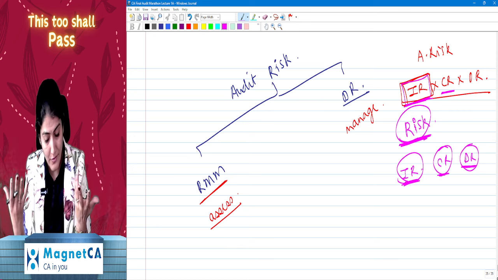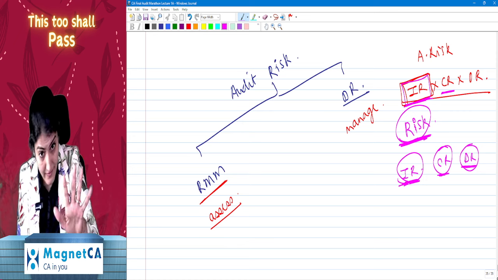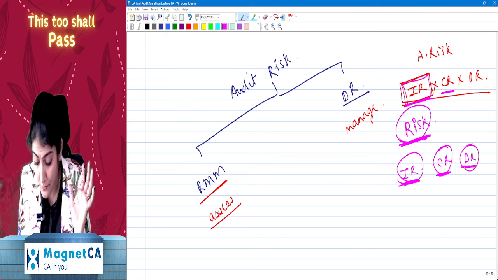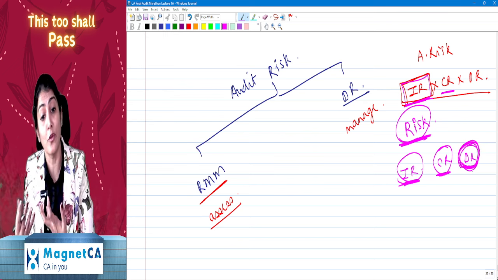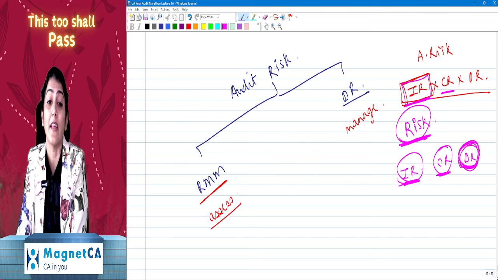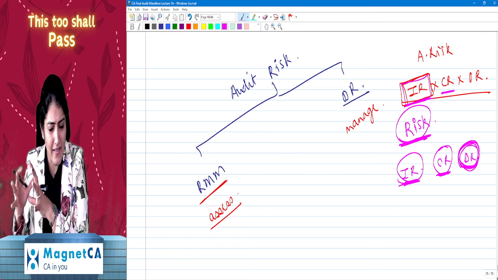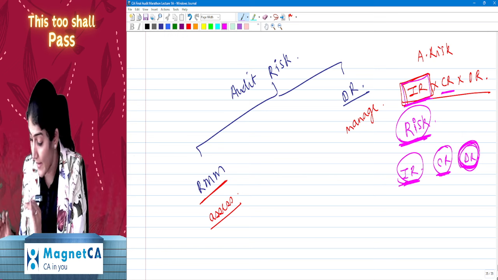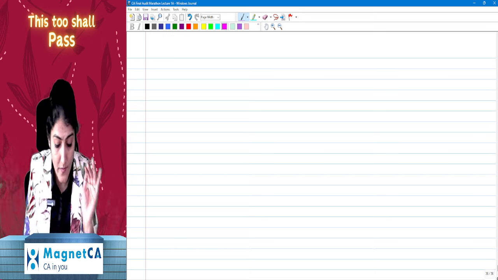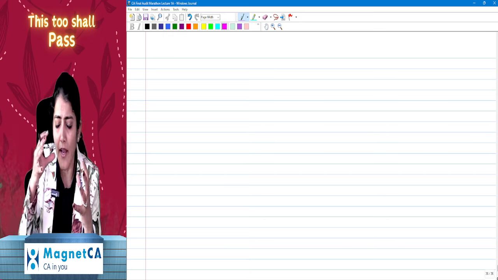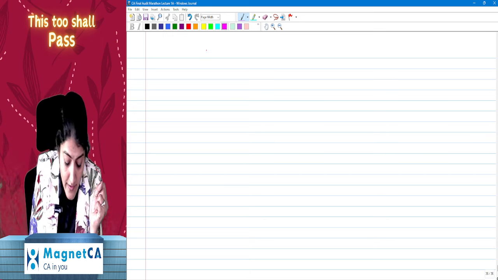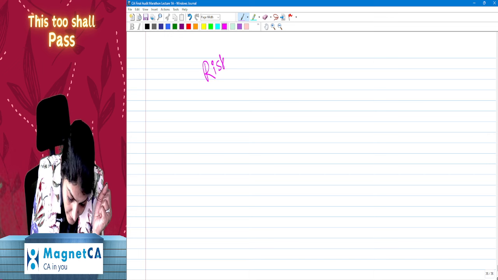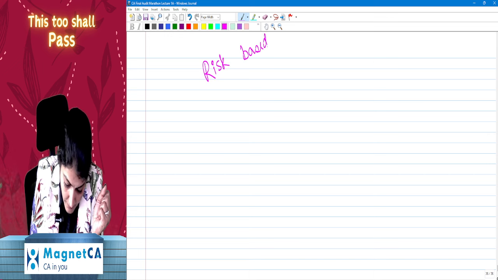But what does it say? The car is there, the gate is also open, but the employee does not know how to drive the car, then he cannot execute it. Right? So that's like the detection risk. Okay. Right? So IR into CR into DR. So our entire audit is what we call the risk-based audit approach.